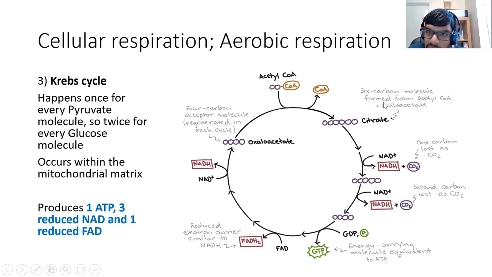And then citrate undergoes dehydrogenation, loses hydrogen. Those hydrogens are transferred to NAD plus to form NADH again. Citrate also loses 1 carbon, it's decarboxylated, forming carbon dioxide, which is released as a waste product. Then this 5 carbon compound is decarboxylated again, releasing another mole of carbon dioxide, and it's also dehydrogenated. Those hydrogens are transferred to NAD plus to form NADH.